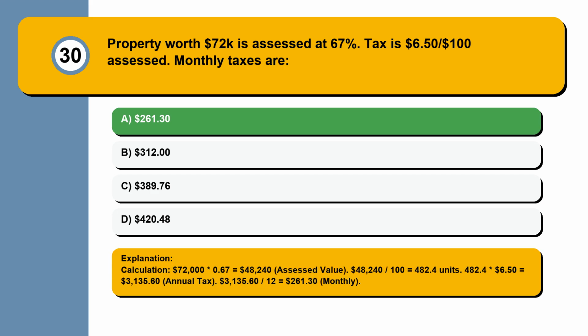Calculation: $72,000 * 0.67 equals $48,240, assessed value. $48,240/100 equals 482.4 units. 482.4 * $6.50 equals $3,135.60, annual tax. $3,135.60/12 equals $261.30, monthly.